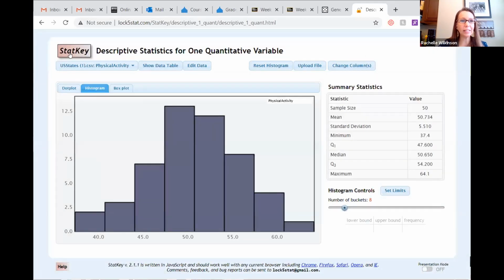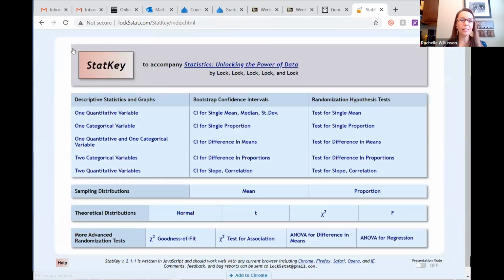Okay, so in StatKey, go back to the main StatKey homepage. And now you're going to come down kind of in the middle-ish section. There's something that says sampling distributions, and there's 2 options. We can do sampling distribution for a mean, and we can do one for a proportion. So right now we're looking at means with our states data. So we're going to click on mean. So go to sampling distributions and then choose mean.